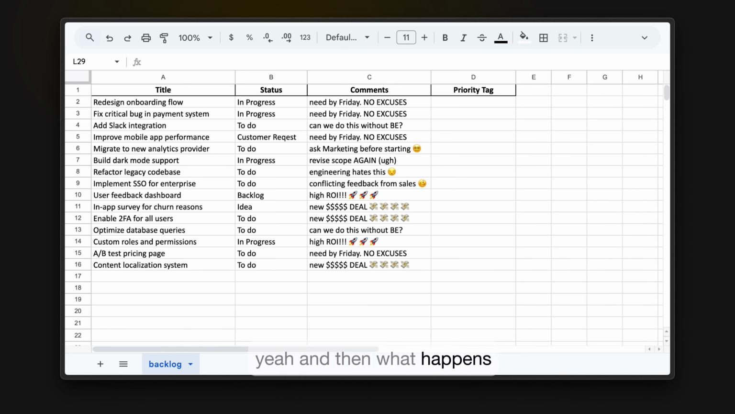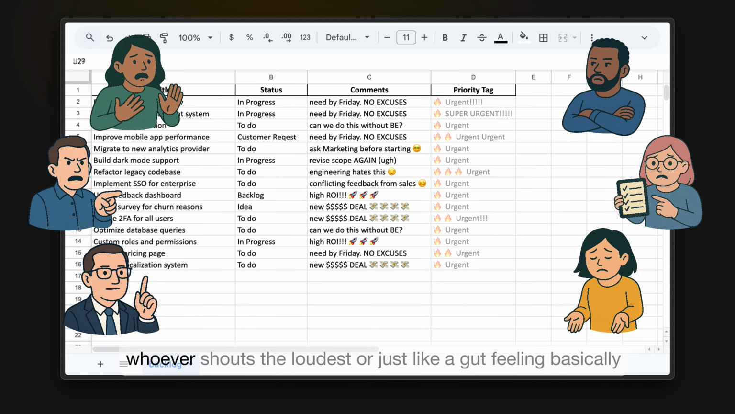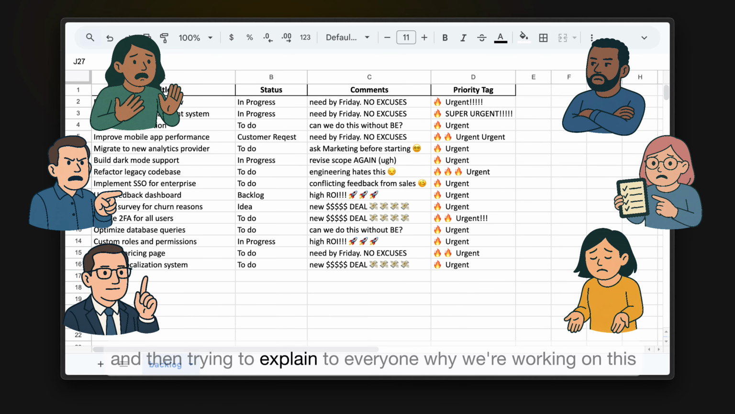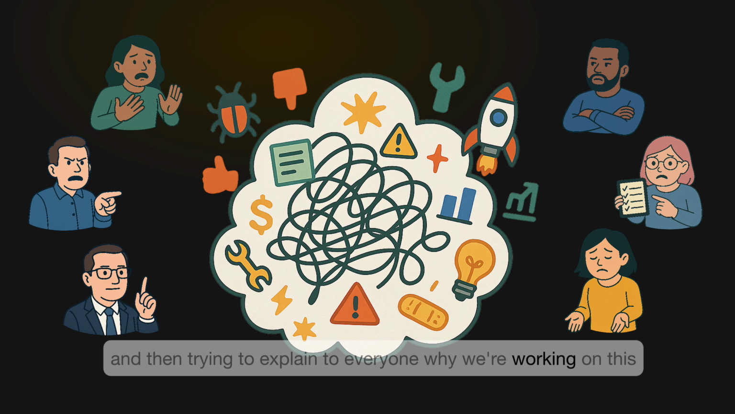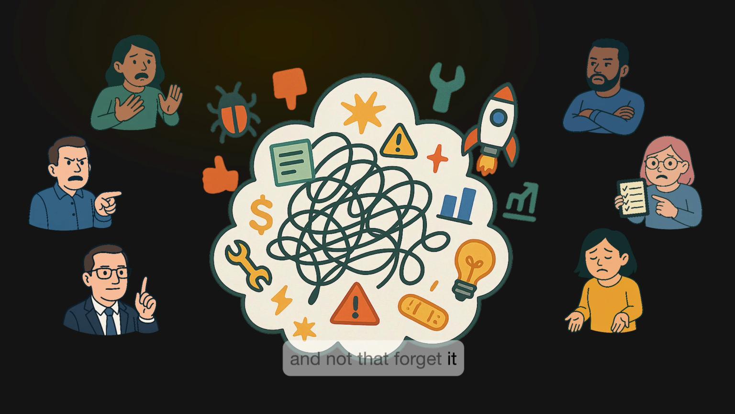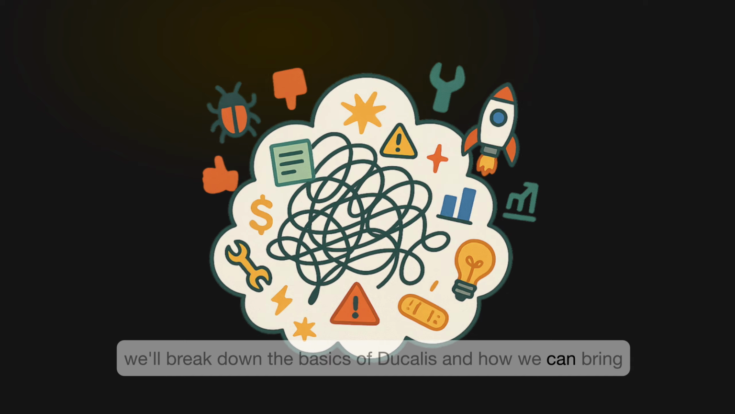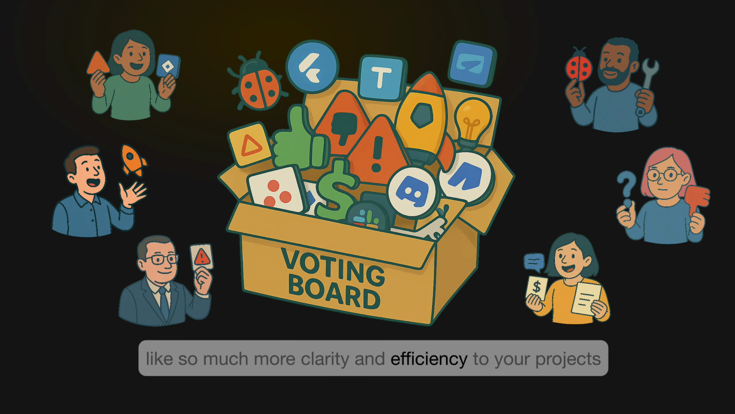Yeah, and then what happens? How do people usually prioritize stuff? Whoever shouts the loudest. Or just like a gut feeling? Basically, yeah. And then trying to explain to everyone why we're working on this and not that. We'll break down the basics of Ducalis and how it can bring so much more clarity and efficiency to your projects.